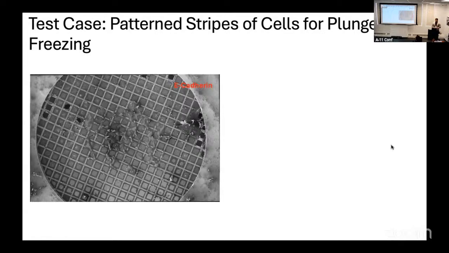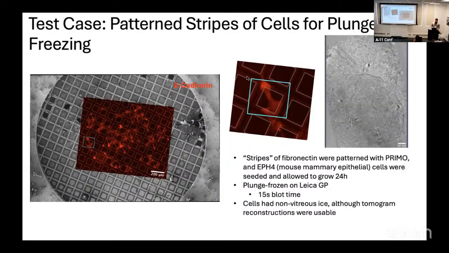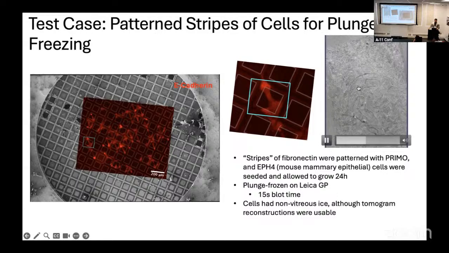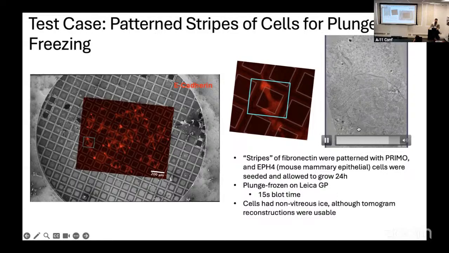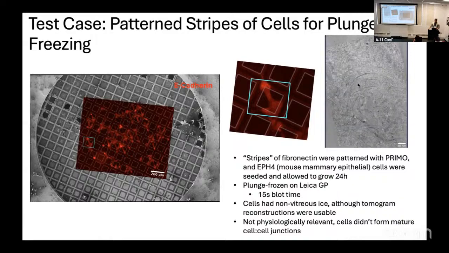So the next test case used slightly bigger cells, and I patterned them in stripes to see them as resolved and away from each other as I could. I patterned these stripes using the Primo system. I put on these EPH4, which are mouse mammary cells, labeled with E-cadherin fluorescent. I plunge froze on the GP with a 15-second blot time. You can see that this is what I showed before. There's non-vitreous ice, but I was still able to use it for some reconstructions, and I could see the structures.